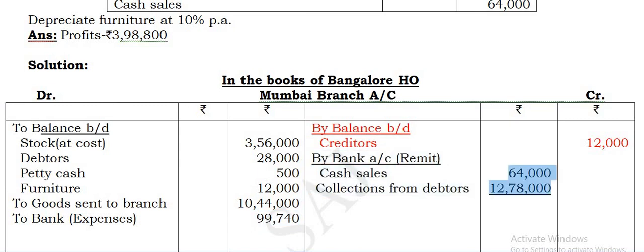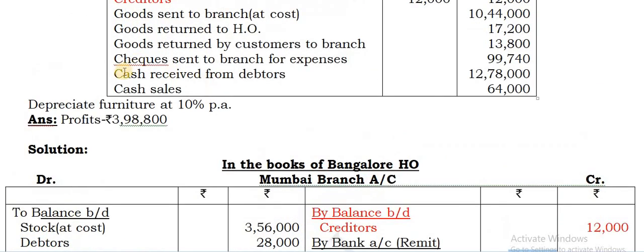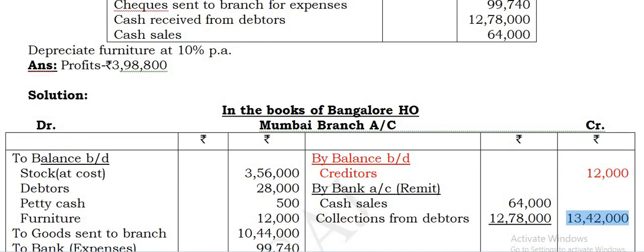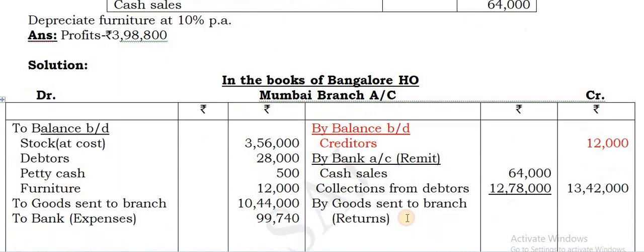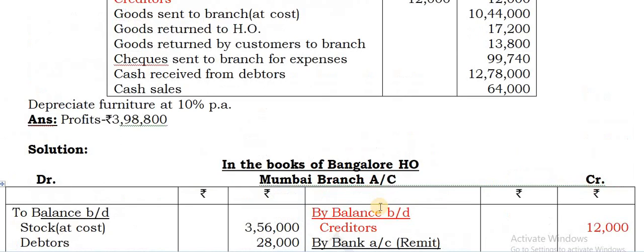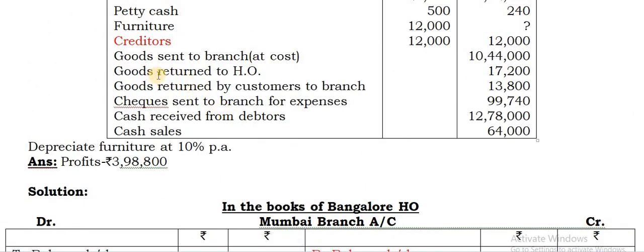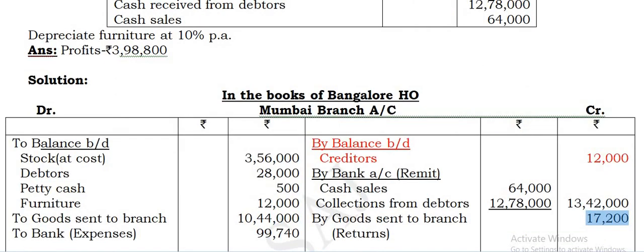Remittances, take on credit side. Here there are two remittances, last year items, make the entry. That total goes in the outer column. Then goods sent to branch less the goods returned to head office, this amount is 17,200.